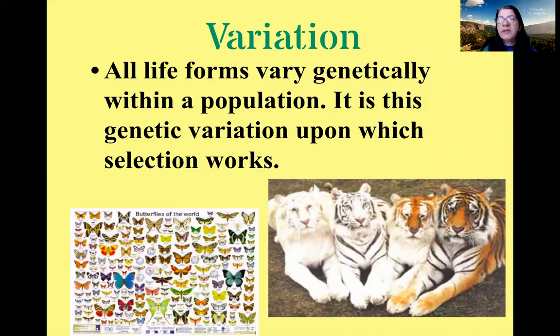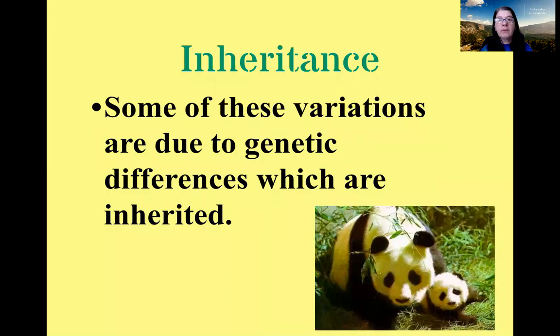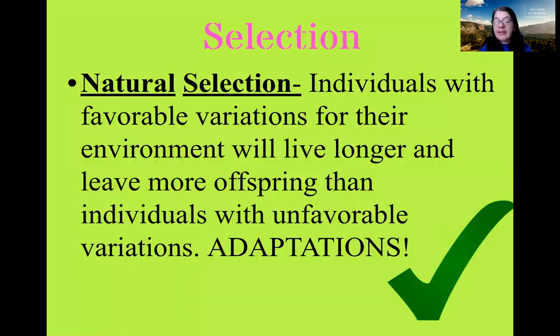So who survives and who reproduces? Well, variations. All life forms vary genetically within a population, and it is this genetic variation upon which selection will work, right? So some of these variations are due to genetic differences, and they can be inherited. And natural selection acts on these variations. So individuals which have favorable variations, and again, they have to be heritable variations, so variations in phenotype that are actually inherited, they have a genetic component.